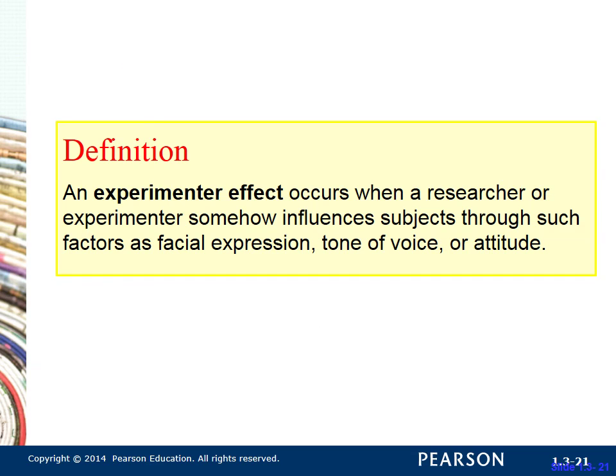Now, experimenter effects are slightly different. It's when a researcher or experimenter somehow influences the subjects through factors such as facial expressions, tone of voice, attitude, etc. So in other words, if the experimenter knows who's getting the treatment or the placebo, they may be looking sad or happy, something that lets the person in the experiment know, I bet I'm not getting that treatment, versus, oh, I bet I'm getting the treatment. It makes a difference in the results. So be careful of experimenter effect.